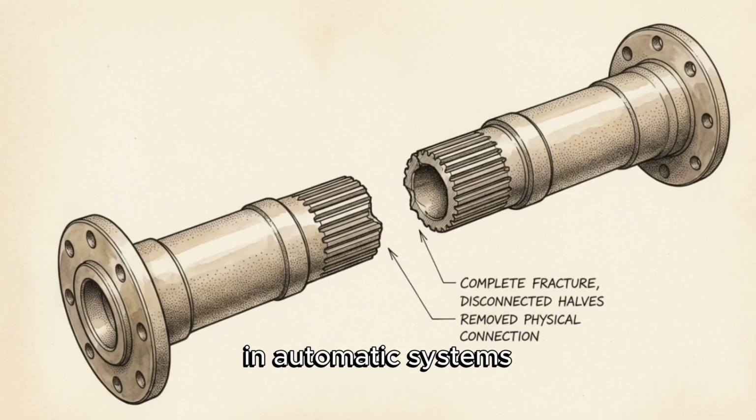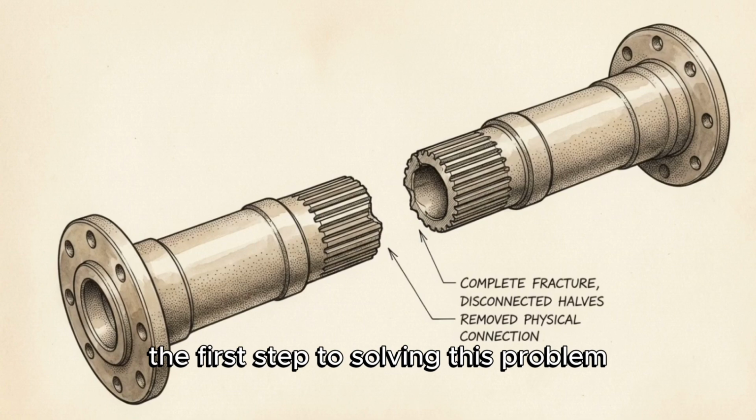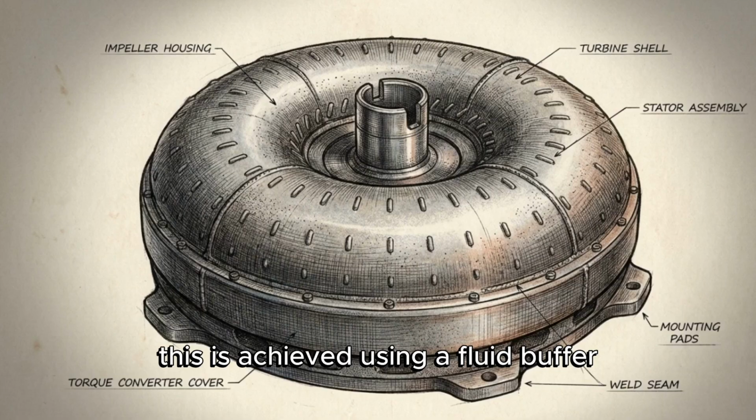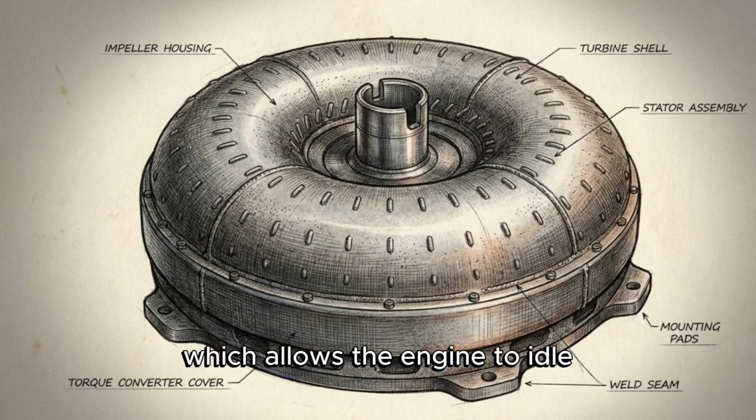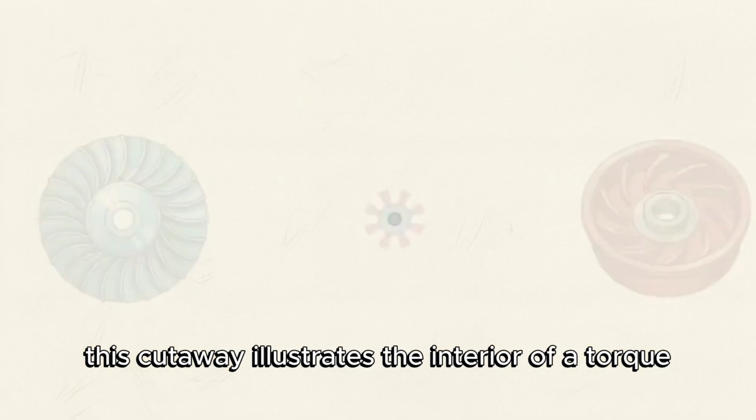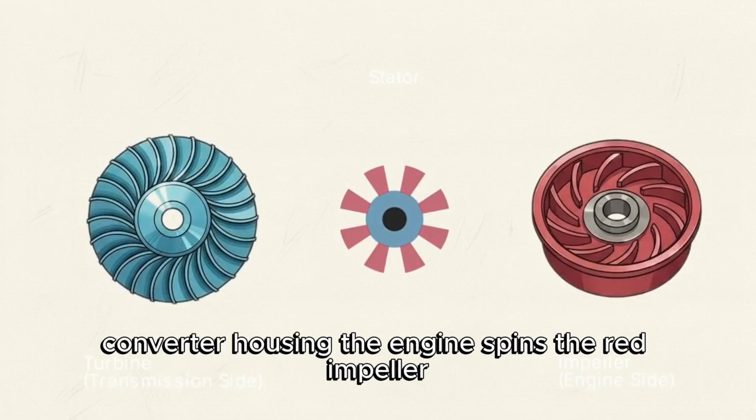In automatic systems, the first step to solving this problem is removing the direct mechanical link. This is achieved using a fluid buffer known as the torque converter, which allows the engine to idle while the vehicle's wheels remain stationary. This cutaway illustrates the interior of a torque converter housing.